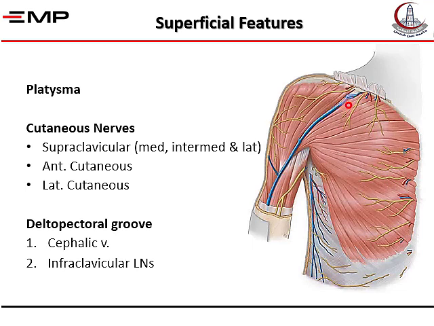In addition, we see this groove between the deltoid and pectoralis major. It's called deltopectoral groove. It contains the cephalic vein and a group of lymph nodes called deltopectoral lymph nodes or infraclavicular lymph nodes.